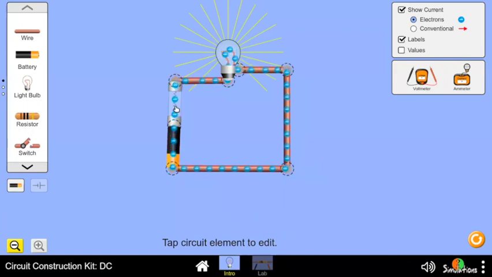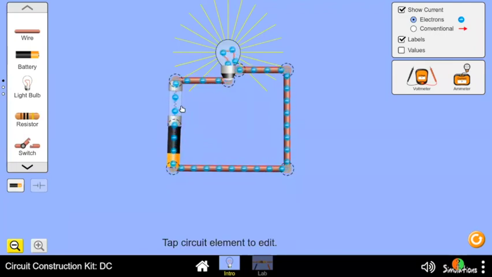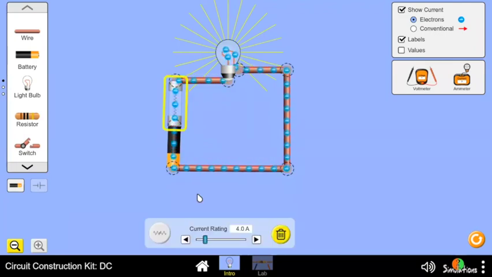Is it? Yes, sir. Okay, this is how our home circuit works, right? Yes, sir. One bulb. This is the voltage source. And this is the fuse. Yes, sir.